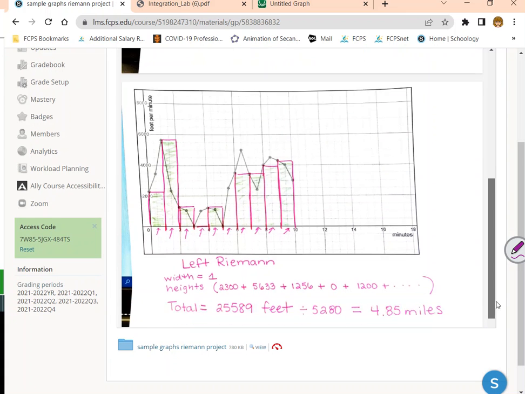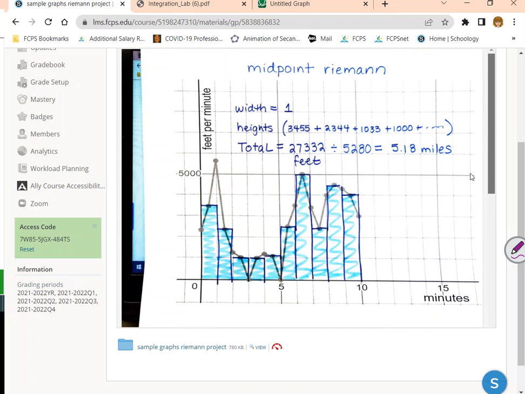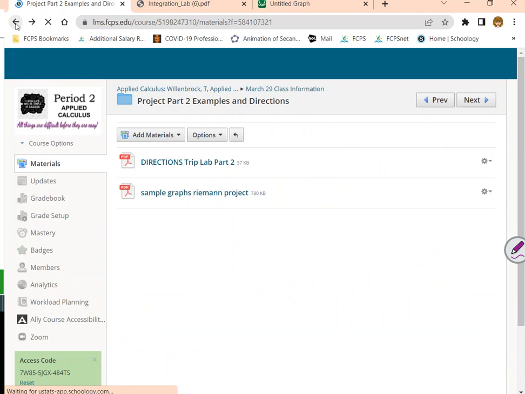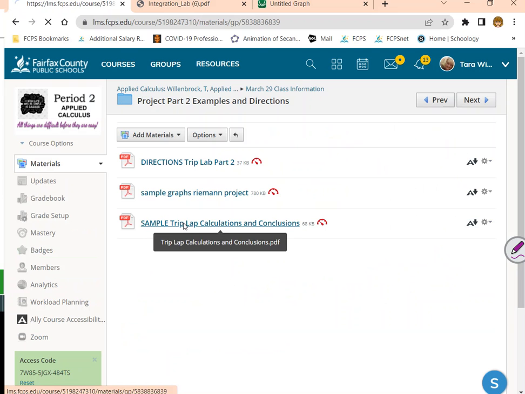I'm happy to help you if you need some help figuring out how to get your graph printed out. One of the biggest things I found was making sure I told it to print on landscape versus portrait, and then it worked much better. And then, so you have these two graphy things, and then here's your write-up.